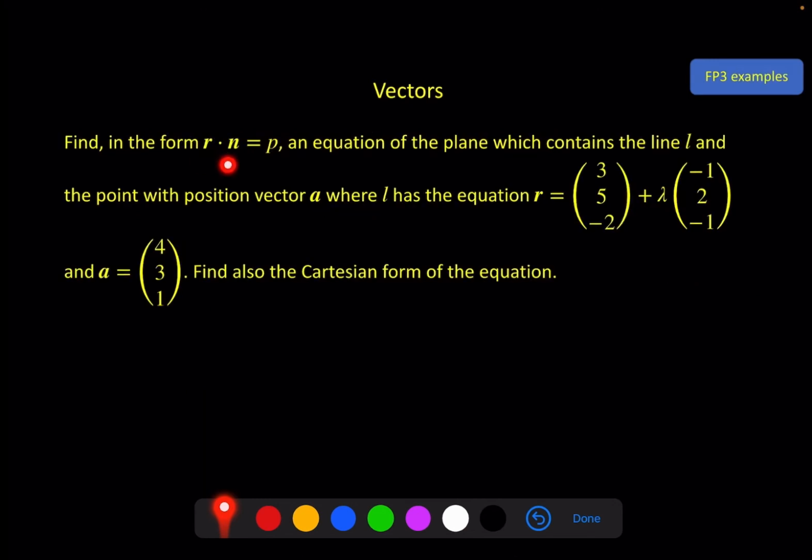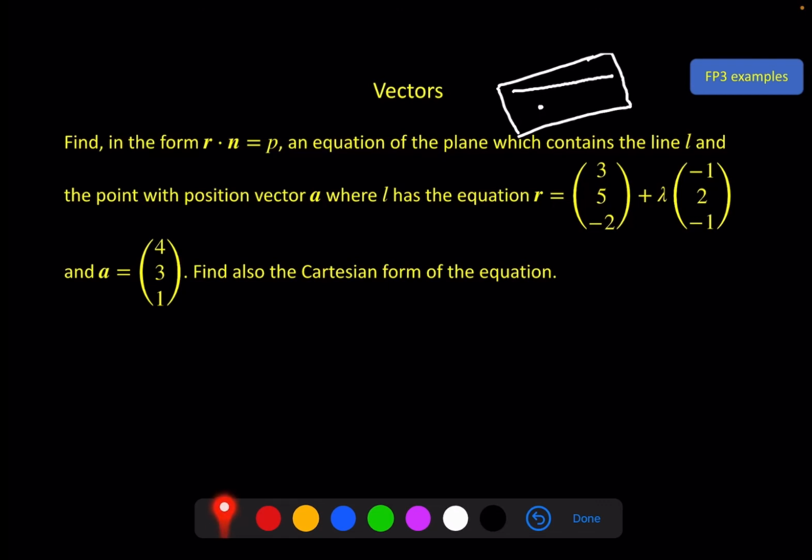Find in the form r dot n equals p, so we've got to do this bit first, an equation of the plane which contains the line L, and that has the equation this, and the point with position vector a here. And then a tag on, find also the Cartesian form of the equation. So we have a plane, and inside the plane we're given the equation of a line. We're also given the position vector of a point.